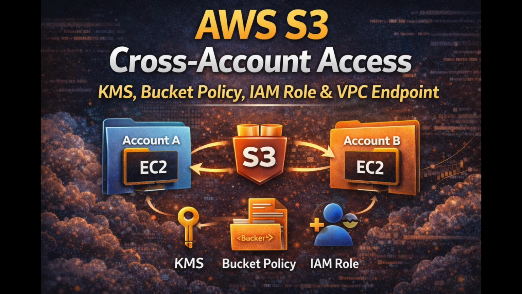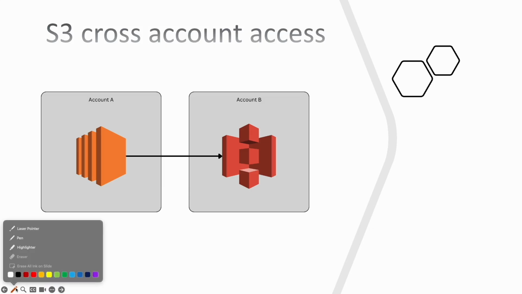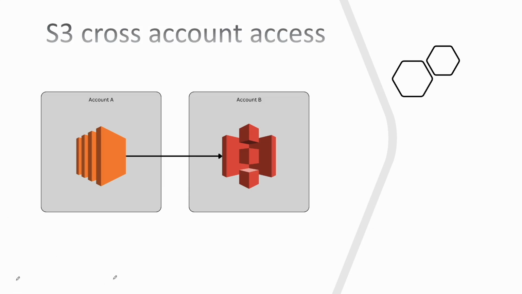Good day, everyone. Today, we're going to talk about cross-account access control for AWS S3. Let's assume that we need to allow an EC2 instance in account A to access S3 objects stored in account B.